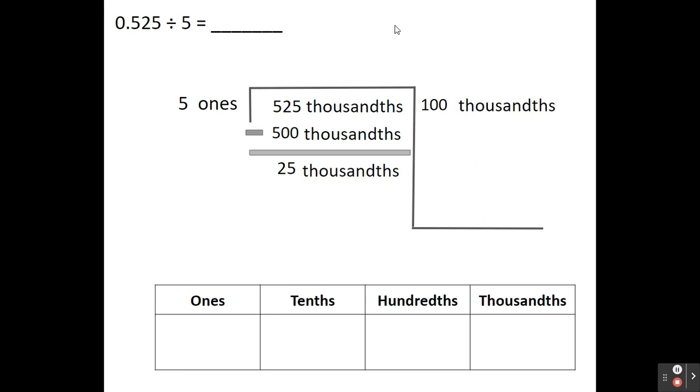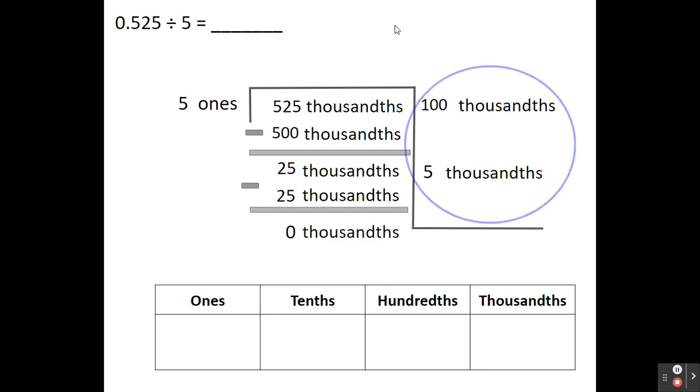So now I'm figuring out what can I multiply by 5 to get as close to 25 thousandths as possible. This is a familiar fact. 5 times 5 equals 25. Ones times thousandths is thousandths. Subtract, and I'm left with 0. Now I need to add up what I have on the right of my division symbol. So 100 thousandths plus 5 thousandths is 105 thousandths.